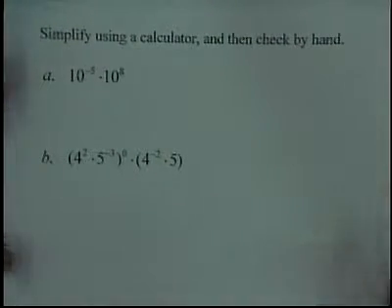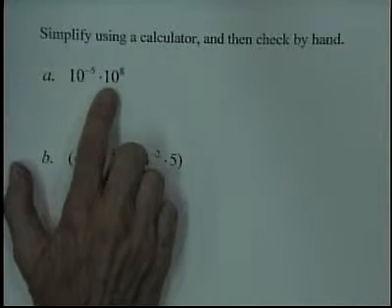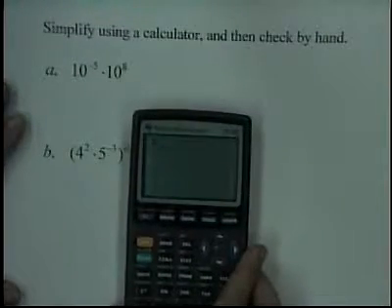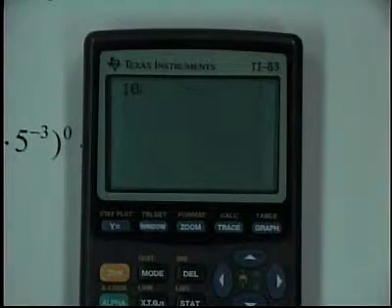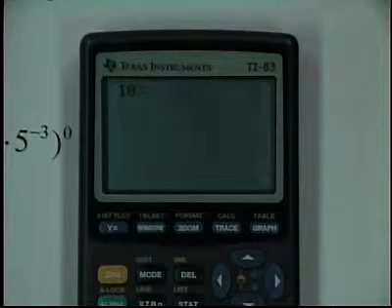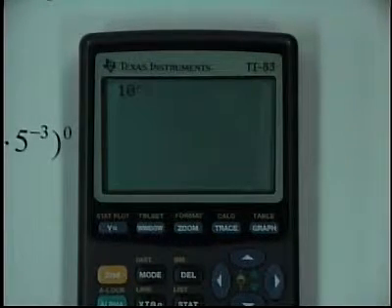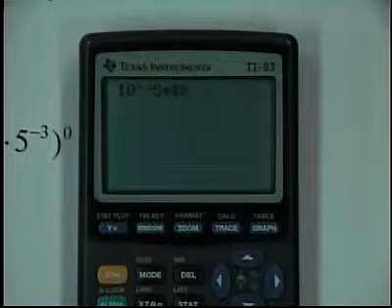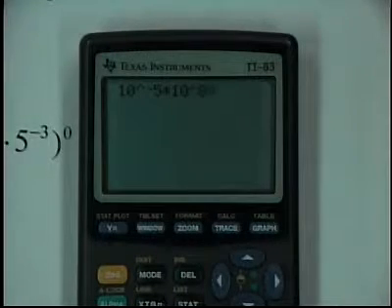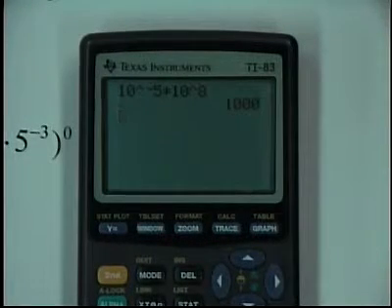What we want to do here is simplify using a calculator, and then we're going to check by hand. So this is a good way to practice entering expressions with exponents in your calculator. Our first problem is 10 to the negative 5th times 10 to the 8th. So on the calculator, enter exactly what you see in the problem, 10, using the exponent key, which is underneath the clear button and gives you a little caret on your screen. 10 to the negative 5th power times 10 to the 8th power, and we get the number 1,000.